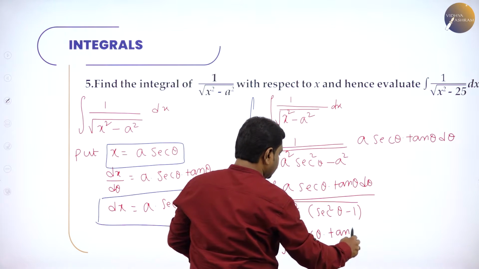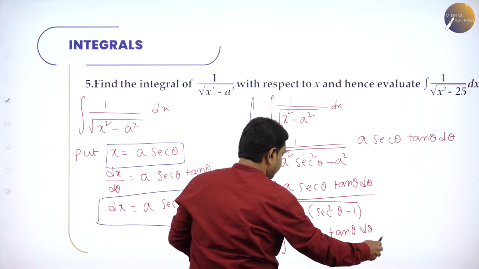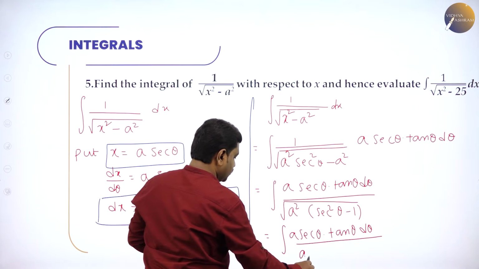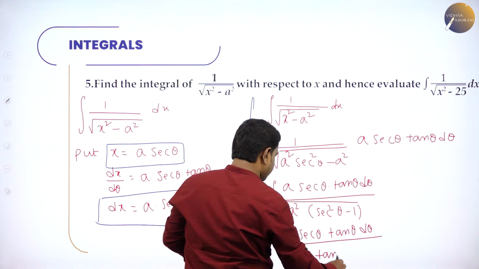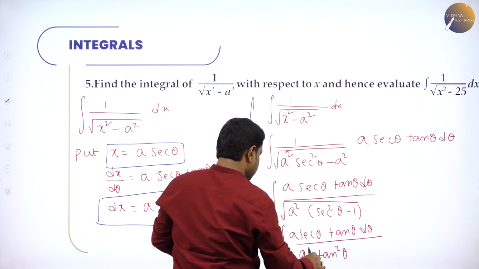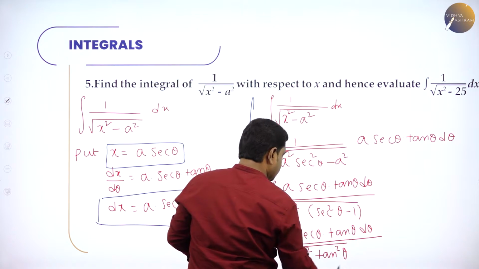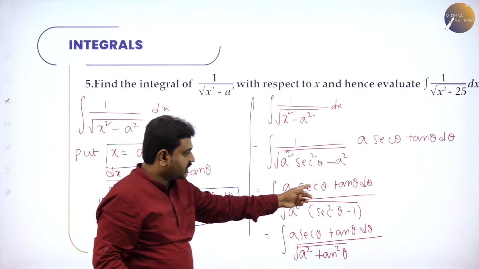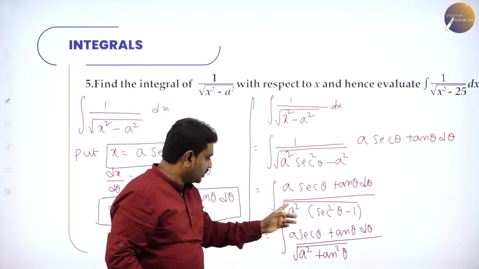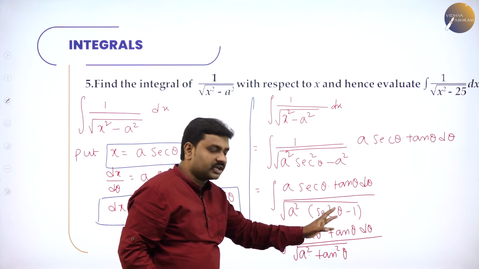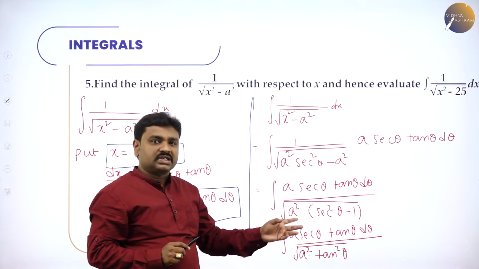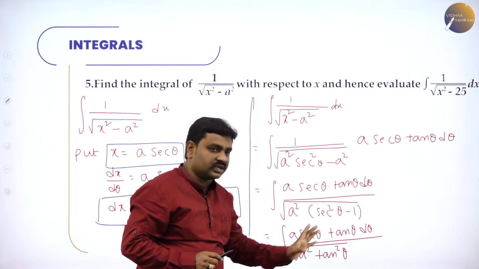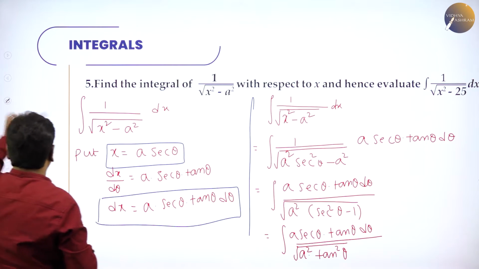Denominator d theta. Denominator root of a square is a, and secant square theta minus 1 is tan square theta, and this a square under root. So numerator is a secant theta tan theta d theta, denominator a square as it is, secant square minus 1. All of you know 1 plus tan square is secant square theta, so secant square minus 1 can be written as tan square theta. Now we'll simplify this further.